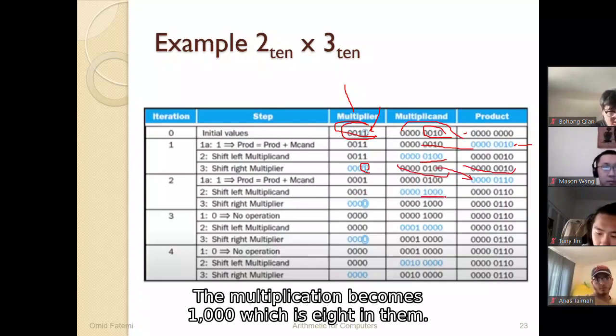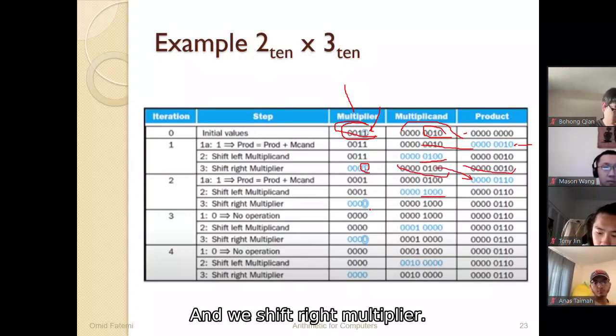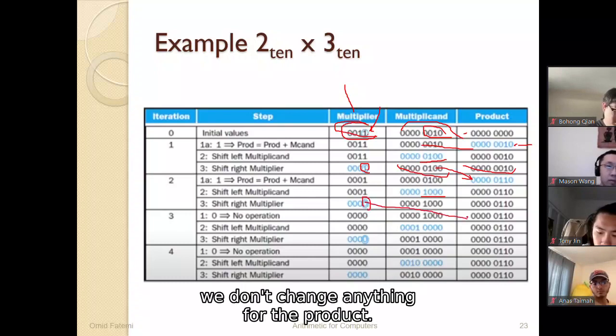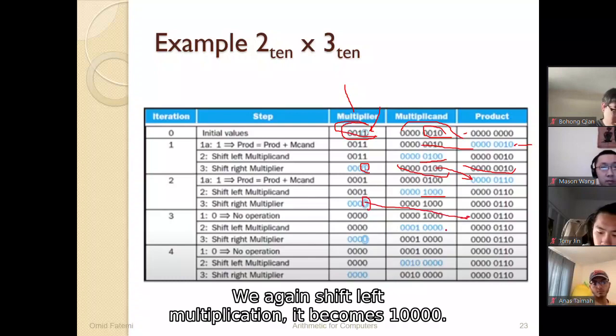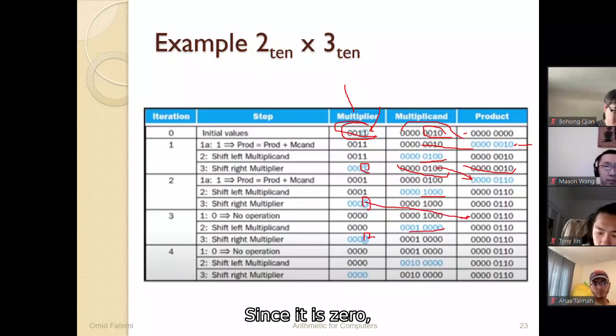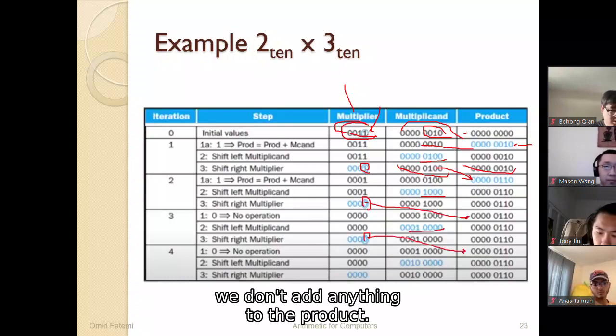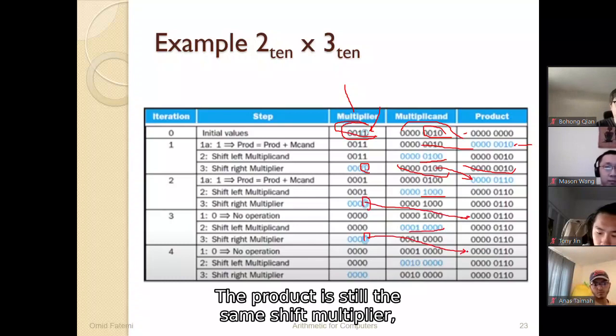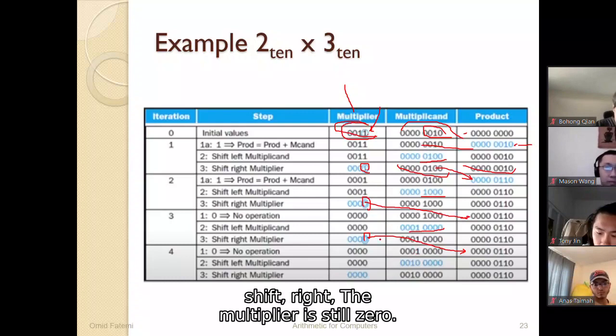And again we shift left the multiplicand by 1, so the multiplicand becomes 1000, which is 8 in decimal, and we shift right the multiplier, so now the bit is 0. Since it is 0, we don't change anything for the product. We again shift left the multiplicand, it becomes 1, 0, 0, 0, 0. And again we shift right the multiplier, so it is 0. Since it is 0, we don't add anything to the product. The product is still the same.